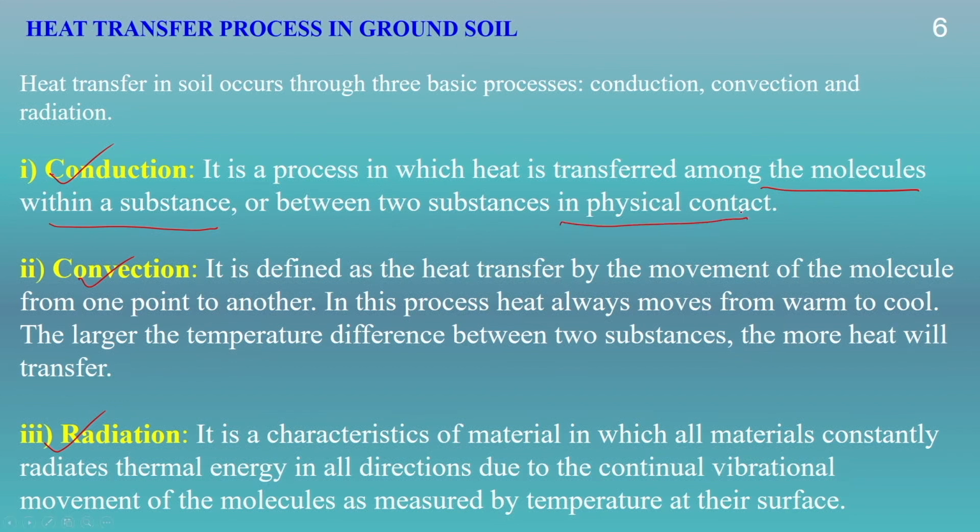Whereas convection is defined as the heat transfer by the movement of the molecules from one point to another point, and in this process heat always moves from a warm place to a cool place. The larger the temperature difference between the two substances, the more heat will transfer, and convection needs a difference in temperature from one point to another point for the flow of heat.